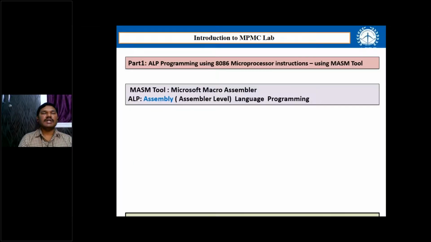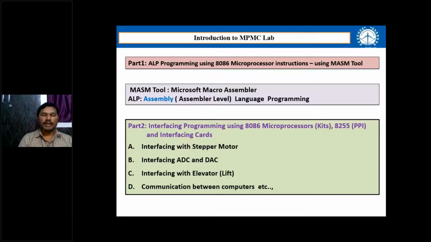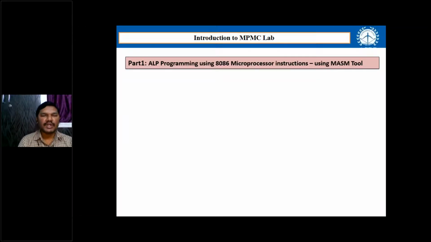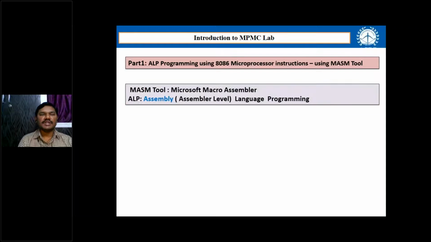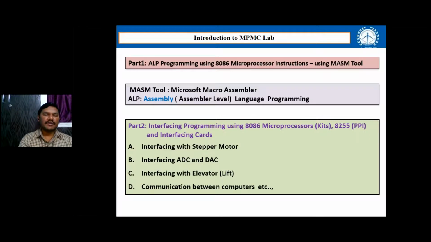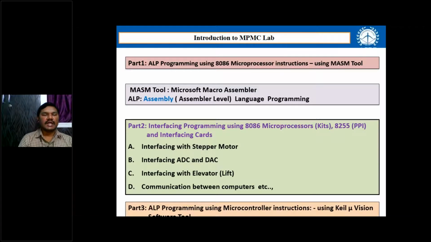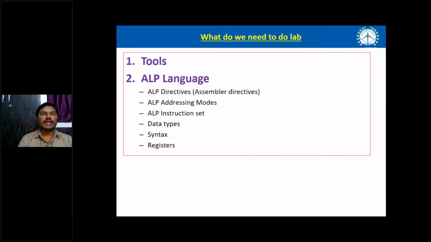So this is our MPMC lab syllabus. Part one is ALP programming using the 8086 microprocessor, part two is interfacing of different units, and part three is ALP programming using a microcontroller with the Keil MicroVision software tool. And here, what do we need to do a lab?